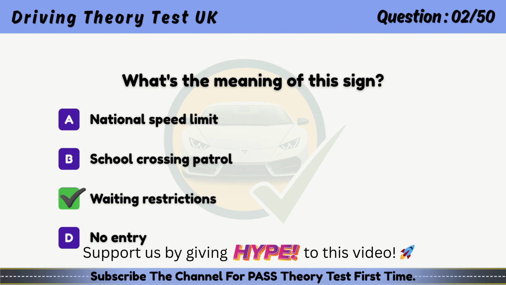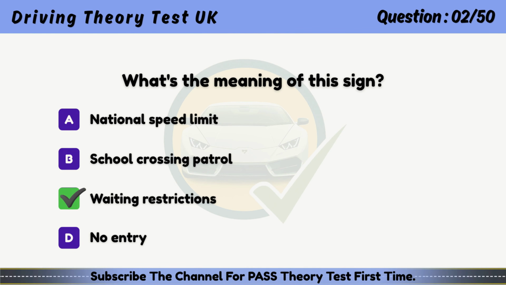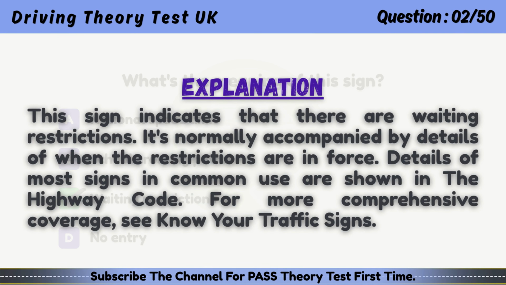Answer is C. Waiting restrictions. This sign indicates that there are waiting restrictions. It's normally accompanied by details of when the restrictions are in force. Details of most signs in common use are shown in the Highway Code. For more comprehensive coverage, see Know Your Traffic Signs.